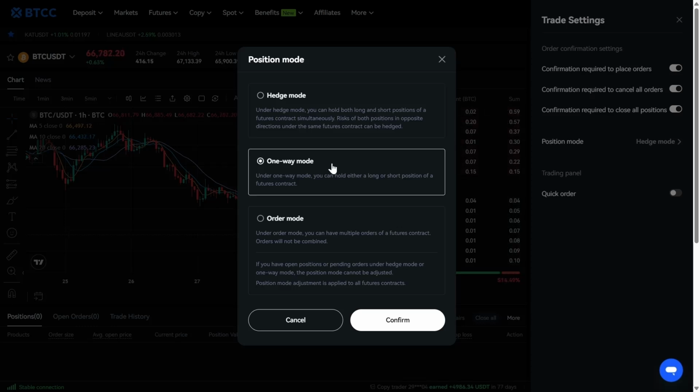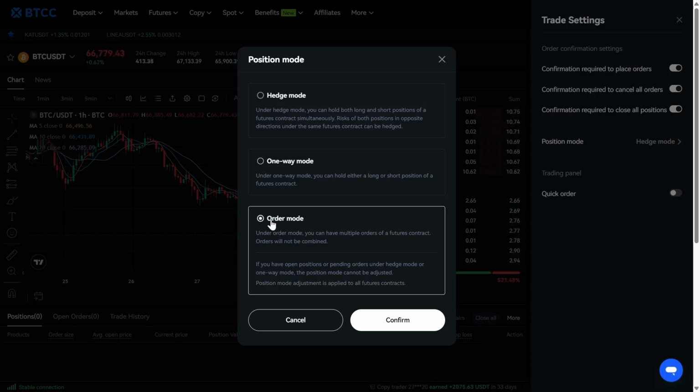Next, we have one-way mode. You can only have one position per pair. If you're long and open a short, it reduces it or flips your position. Everything combines into one net position. An example of this would be, let's say you are long 1 BTC and then you open a 0.5 BTC short. Instead of having 2 different positions like hedge mode, it will close half your position and now you will just be long 0.5 BTC.